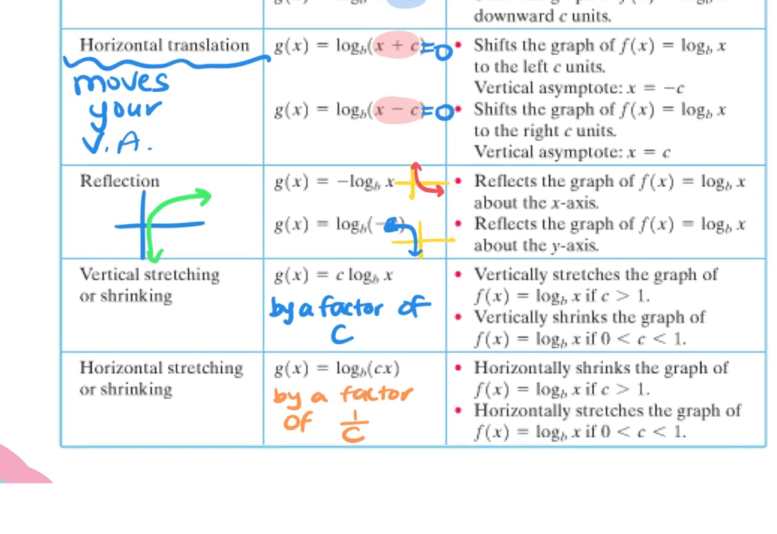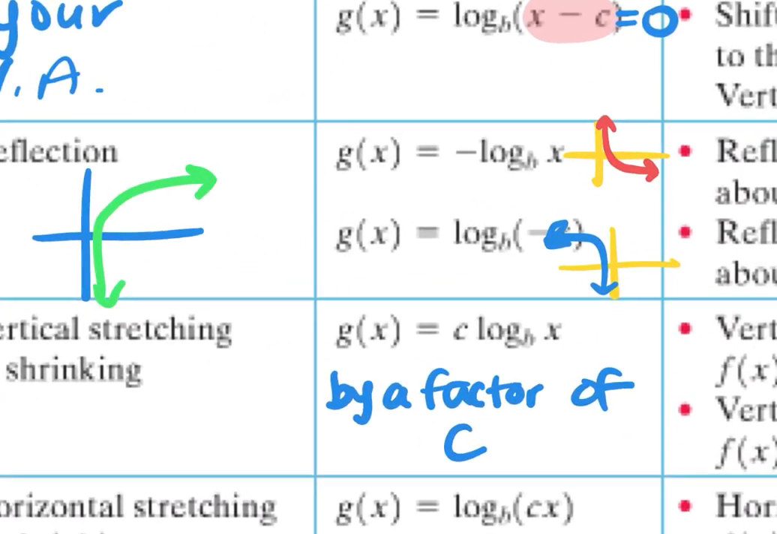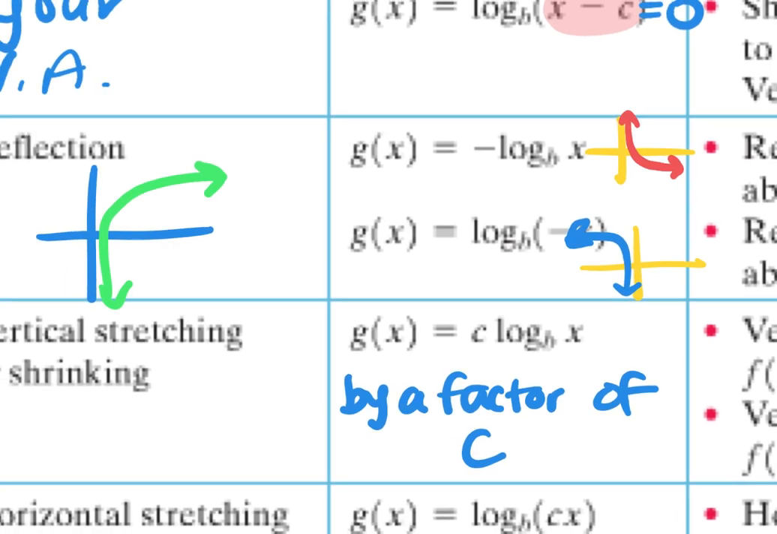Okay, so think about what else impacts things like your domain and your range. Your range is going to be all real numbers for these logs. If I'm looking at a reflection, let's say, and there's a negative inside, that's going to change your range, right? The range on this guy becomes negative infinity to 0.